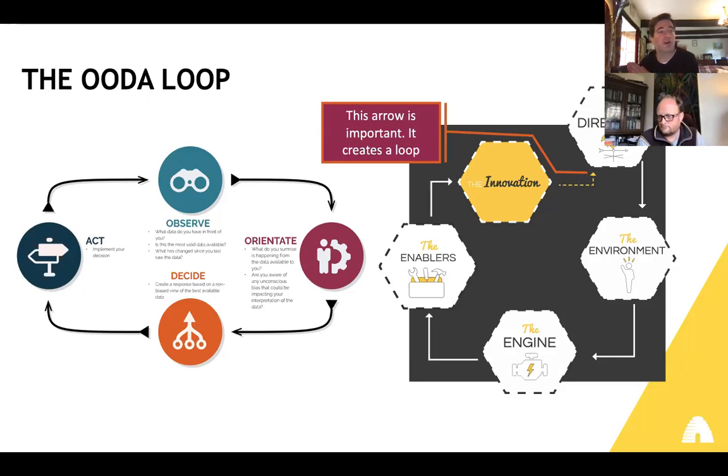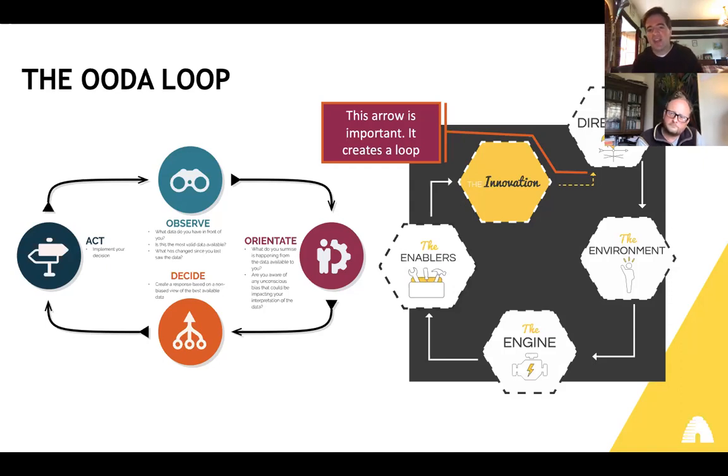So this comes from fighter pilots in the Second World War. They would constantly be looking around them for what may have changed in their environment, what may have changed in their landscape. They would be observing. And then when they saw a change, they would orientate themselves to adjust for that change. They would make a decision to take an action and move and change their direction, change what they were doing in that moment.